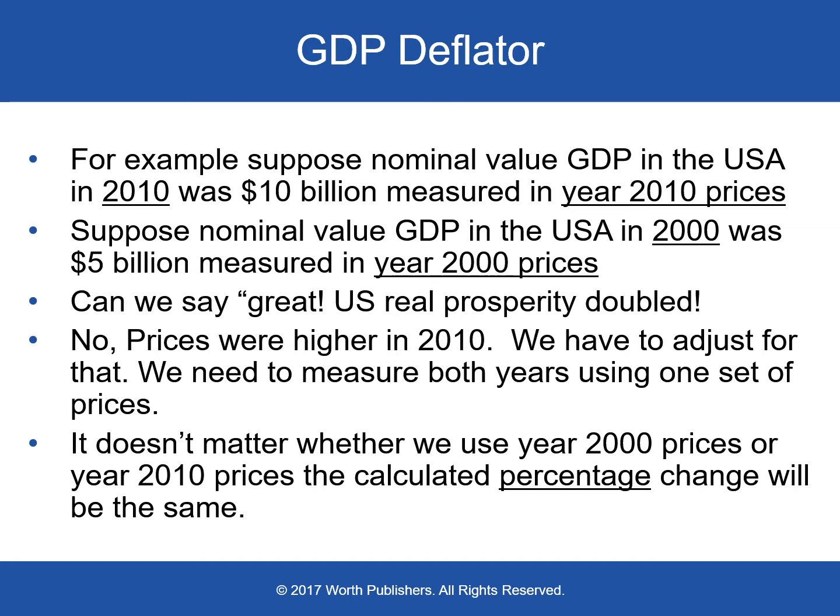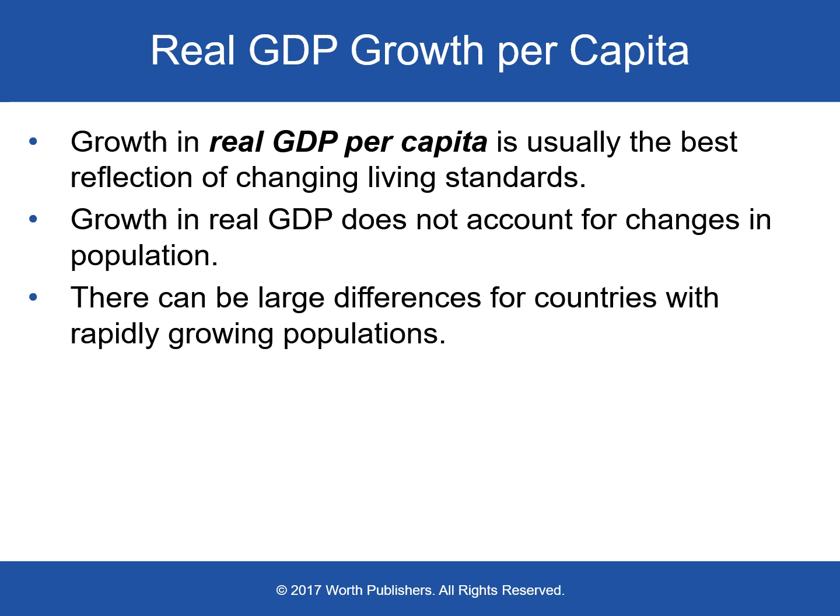And it doesn't matter whether we use the year 2000 prices as the base prices for measuring what happened in both years, or we could choose year 2010 prices to measure what changed between the 2 years. Either way, we'll get the correct percentage adjustment as long as we adjust for inflation between the 2 years. So now we've really hammered on this correcting for inflation. So from here on out, we'll just talk about real GDP and assume we've made the suitable adjustments for inflation.